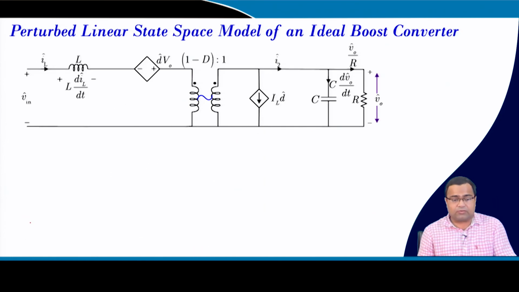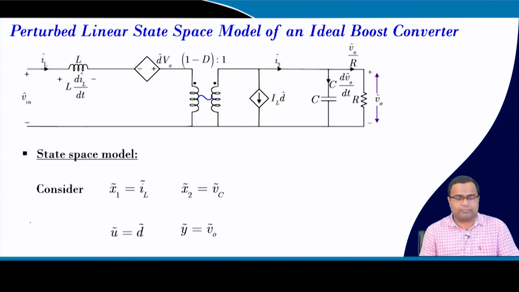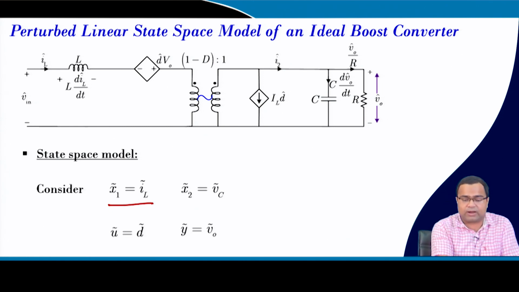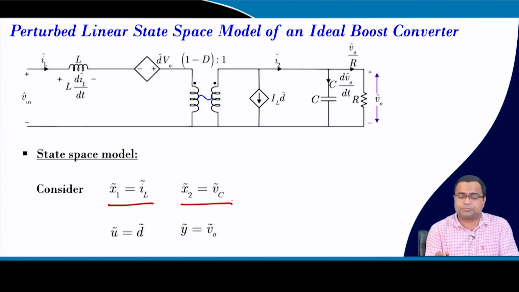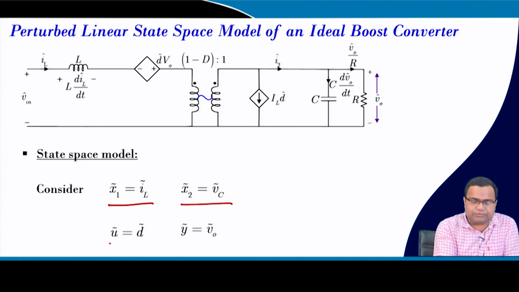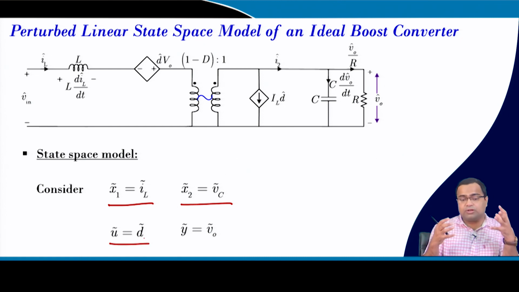And what we are going to do, if we want to write the state space model by considering inductor current to be one state and the capacitor voltage to be the other state. In this case, the capacitor voltage and the output voltage are the same, but in a practical boost converter there can be slight difference because of the ESR. And we are considering the duty ratio perturbation to be input, that means it is the control input, because in state space model we generally write x dot equal to Ax plus Bu. So, the control input here is the duty ratio.